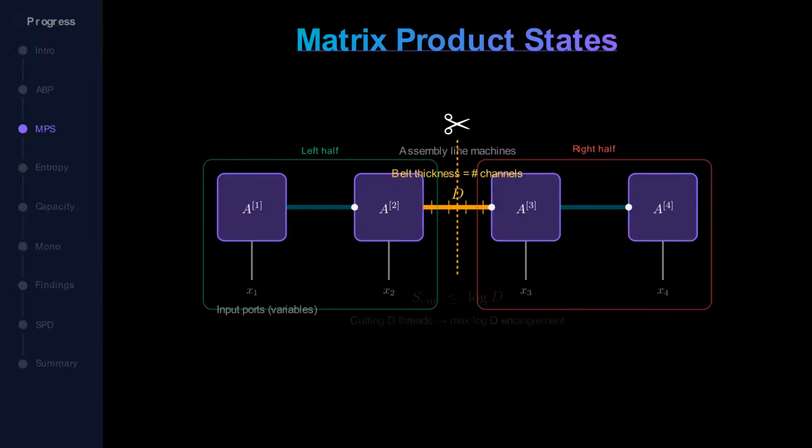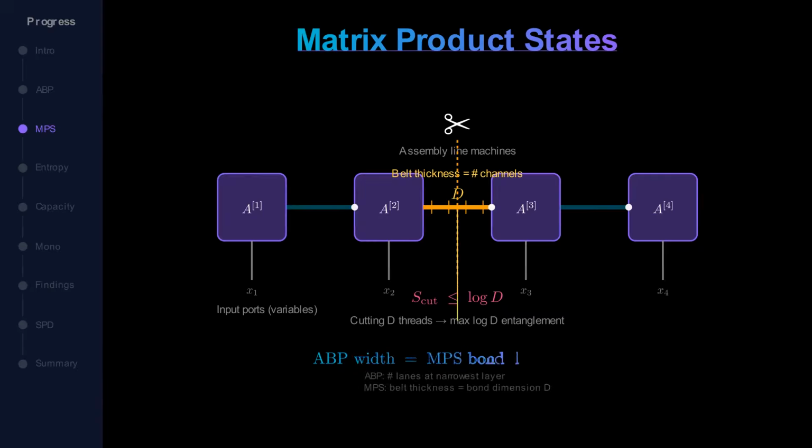The answer never exceeds log of the bond dimension d. If your belt has 8 channels, entanglement across that cut is at most log 8 equals 3 bits. The belt thickness caps how correlated the two halves can be. The magical bridge: ABP width equals MPS bond dimension. Highway lanes equal conveyor belt thickness. Same bottleneck, different metaphor.